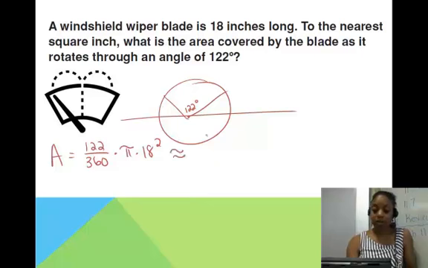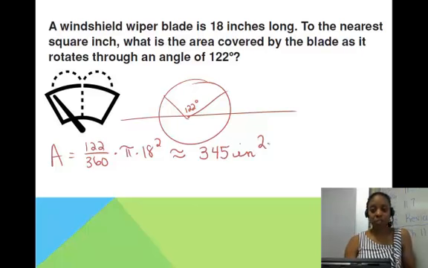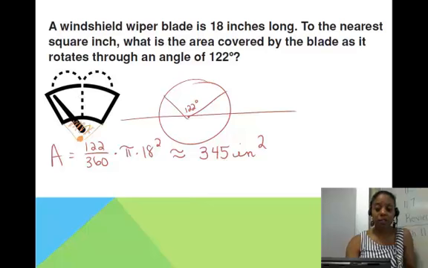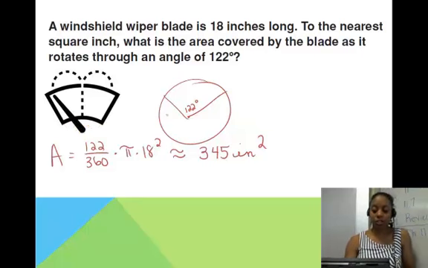So it looks like we have approximately 344. It tells us to round to the nearest square inch, so that would be 345 square inches for this windshield wiper. Now, we're not taking into account that most of you have seen windshield wipers that are shaped like this, and some of them only wipe part of the window. This part is still dirty, but we're just assuming that it's going to wipe the whole thing. So it's wiping the entire sector, not just part of it.